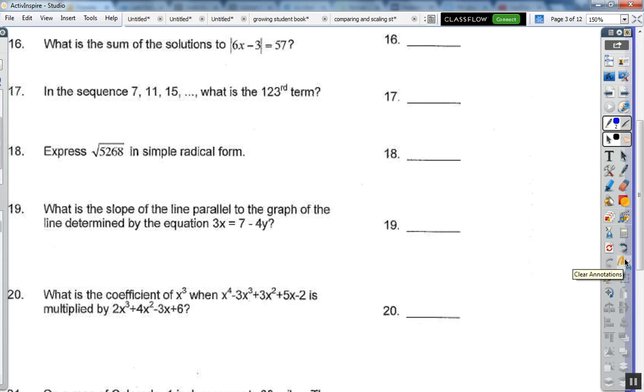Now, in the sequence 7, 11, 15, what is the 123rd term? Let's take a look at the sequence. The difference from here to here is 4. On this side, we have another 4, which means this is a linear relationship. Essentially, we are dividing this number by 10, which means we add another power of 10. What I like to do on these is just make a table.